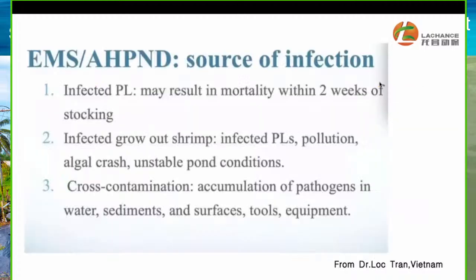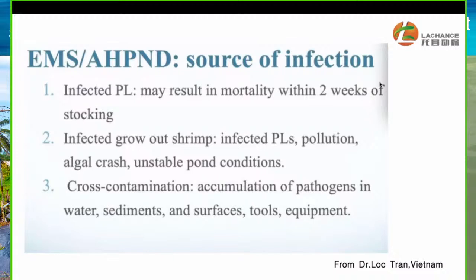So here are the sources of the infection of the EMS and the HPND. Hope it can help you guys find some ideas to do prevention. The first one is when the shrimps are already infected in the PL stage, it may result in mortality within 2 weeks of stocking. That means it's quick, right?